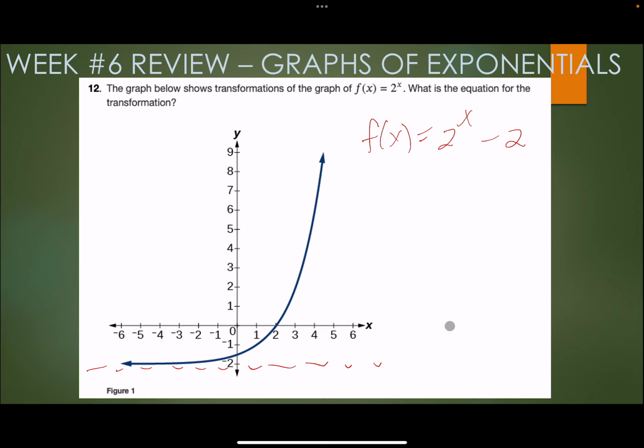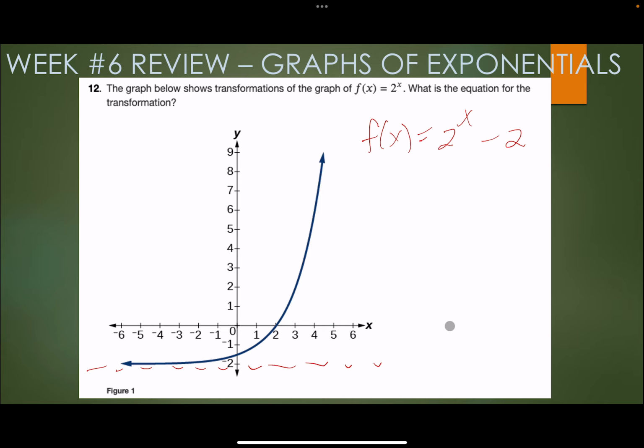Let's see, what else could that be? I don't know if that's going to be enough to make it have that shift. Because if we make our x be 0, that's going to be 1 minus 2. That would not give us the right y-intercept, right? Yeah, that's not going to work. Because we know it's going to be shifted down 2, it appears that way anyway.